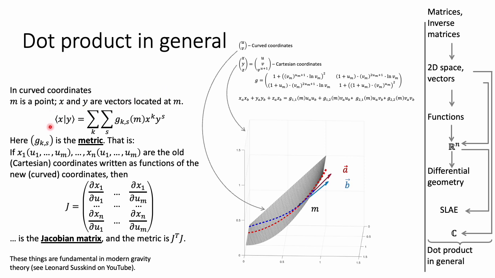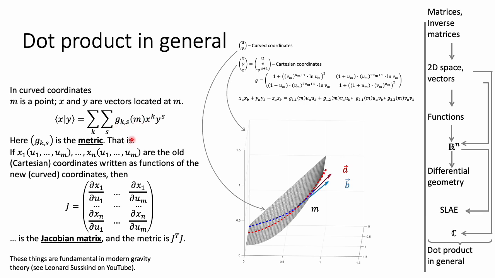So here is the formula from the previous slide, just in a more compact way. G sub k comma s is a metric. These guys are the components of the vectors. The summation affects the indices ranging through all the values from 1 to the dimensionality of the space. How to visualize it? Well, first of all, there is a formula of how to construct the metric.